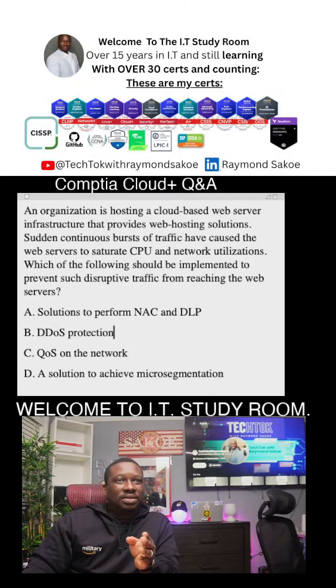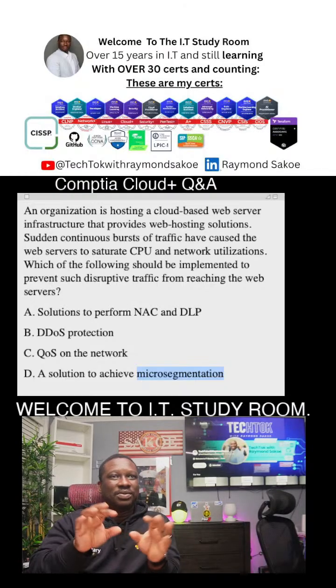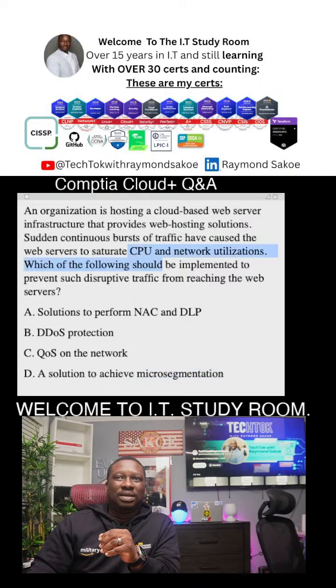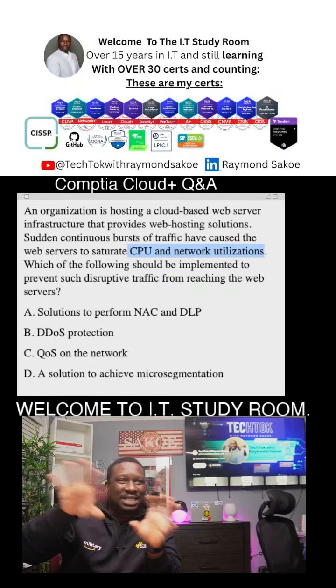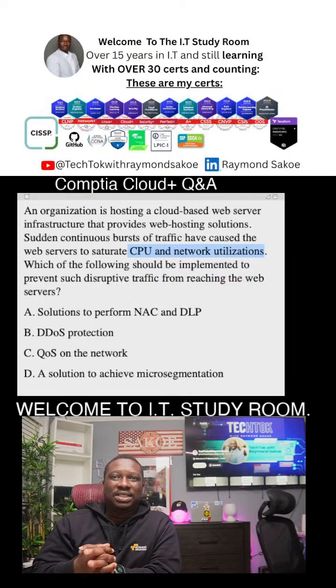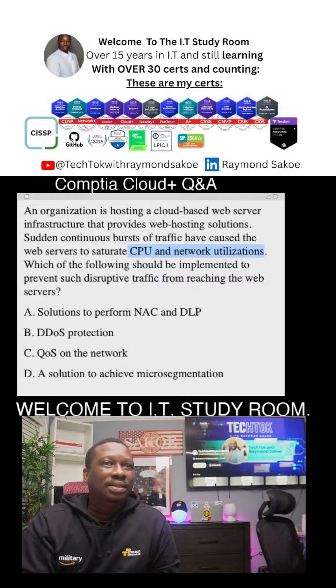Oh, okay. So you would have chosen D, which is a solution to achieve micro segmentation. Micro segmentation is dividing or isolating the network, but that wouldn't fix the CPU spiking or the network utilization. You're just segmenting or isolating the network, so the distributed denial of service will still happen. It wouldn't block it.